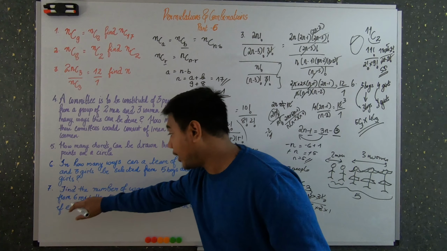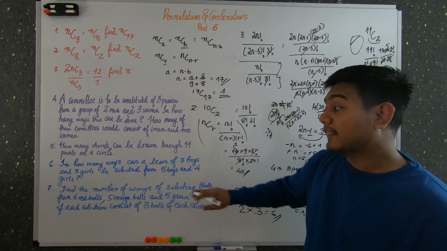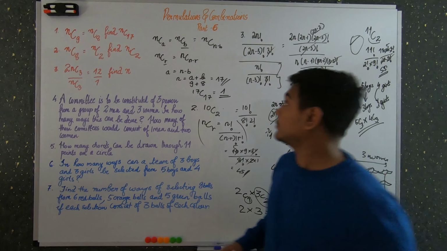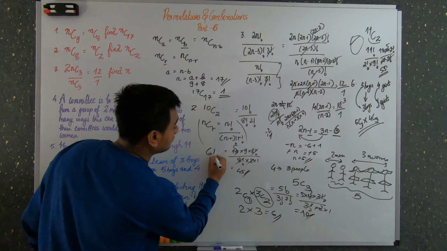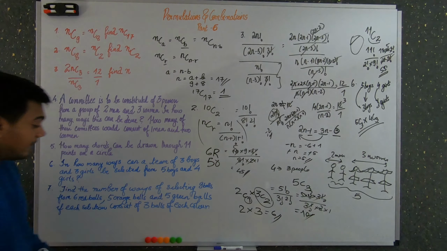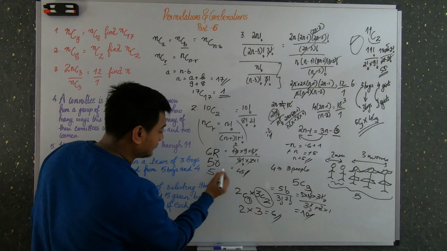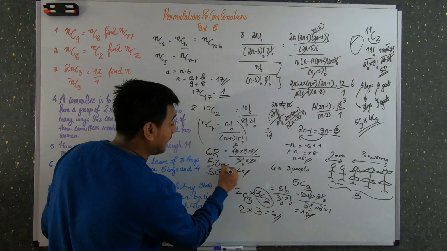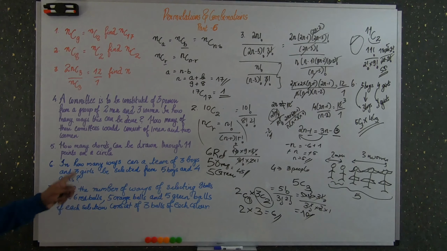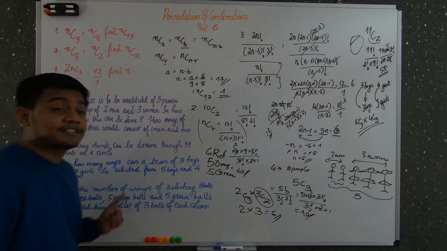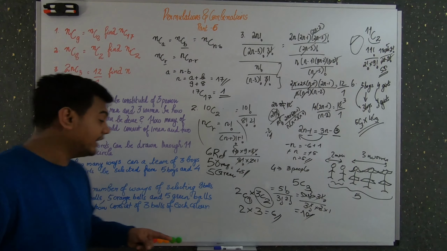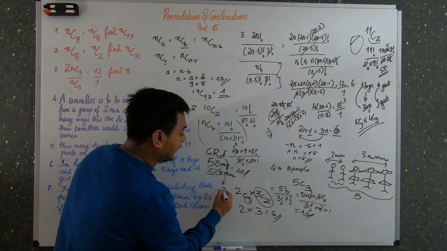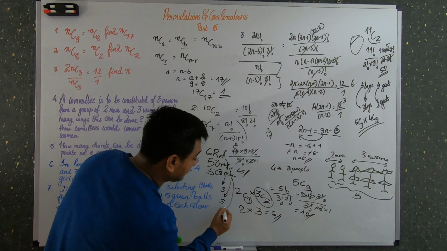So what is it? 7th problem. Find the number of ways of selecting 9 balls from 6 red balls, 5 orange balls and 5 green balls, if each selection consists of 3 balls. That is, from this you have to select 3, from this you have to select 3, and also from this you have to select 3.